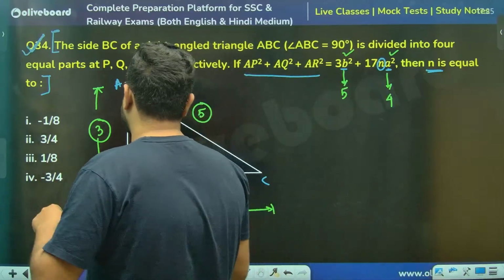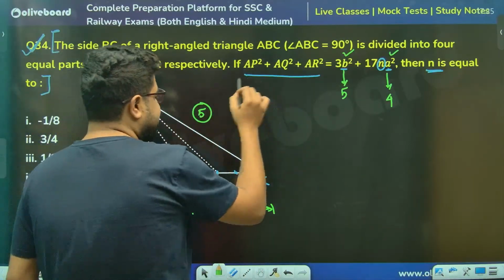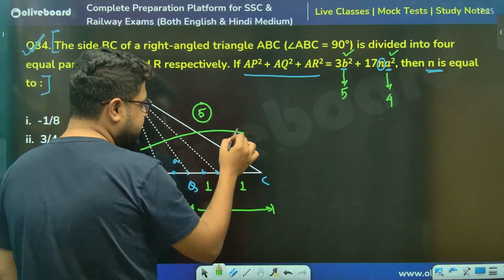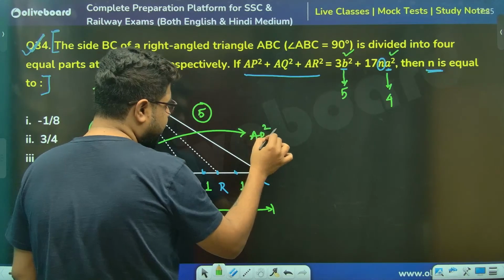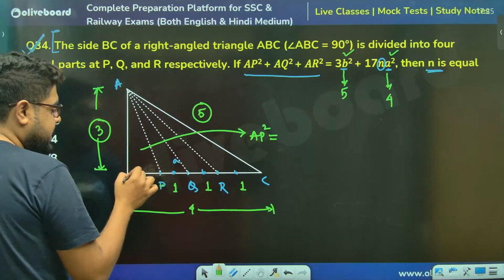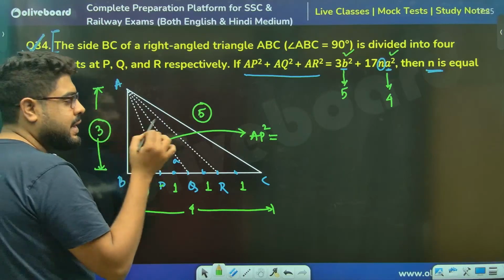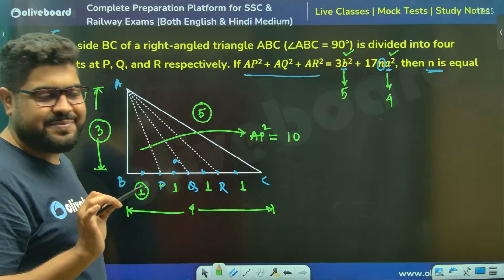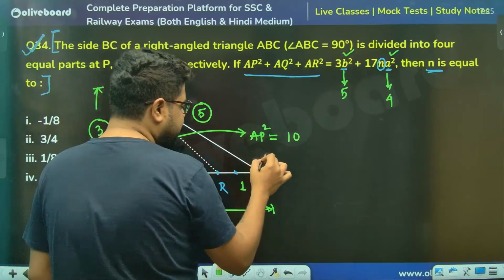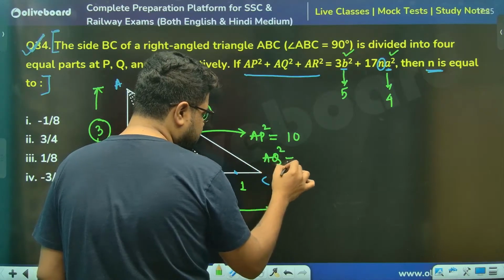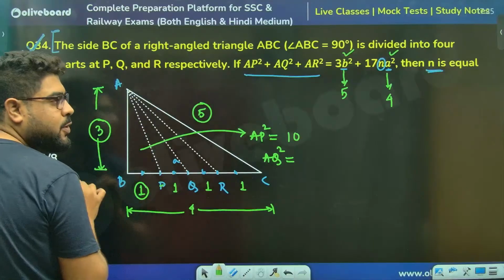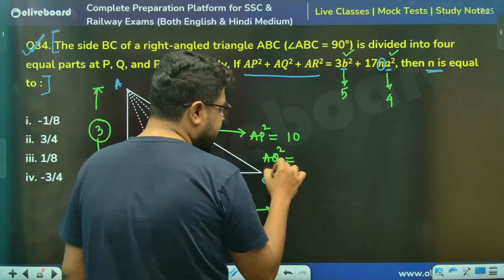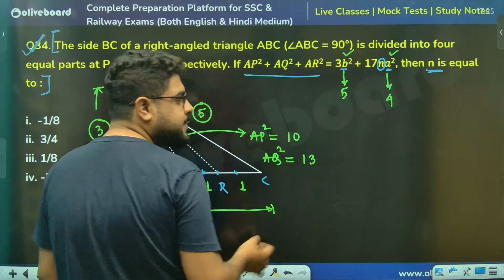This much I know. Let's see, sir. Now you tell me, what will be AP squared? From this triangle, 1 square plus 3 square, that is 9 plus 1, 10. Everyone agrees? Now, what is AQ squared? AQ square I'll find from triangle ABQ. It is 2 square plus 3 square. 3 square is 9, 2 square is 4, that is 13.